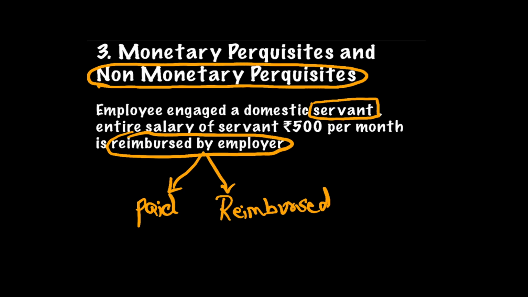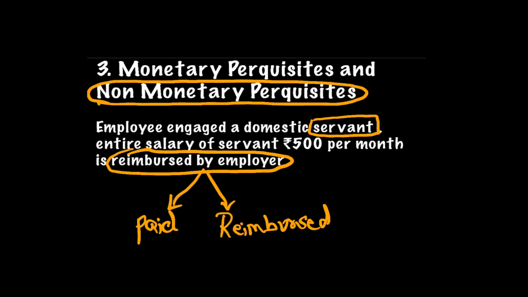So you have to be very careful in all the adjustments, in all the incomes, that you first identify the income properly before you jump to conclusions and call it taxable or exempt. You have to be very, very careful in identifying whether it is a monetary perquisite or a non-monetary perquisite. So yes, free servant is there in non-monetary perquisite, but this is an example of a monetary perquisite because they have written reimbursed by employer. So this would be taxable.